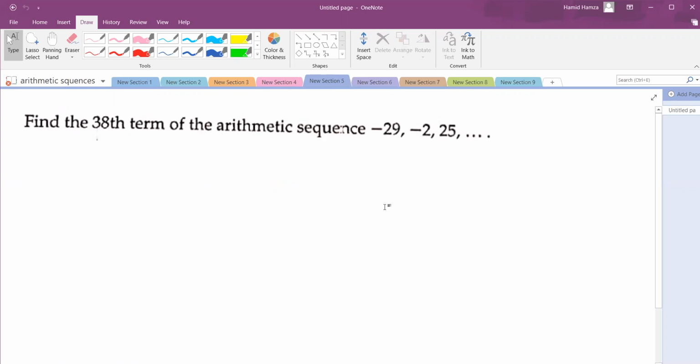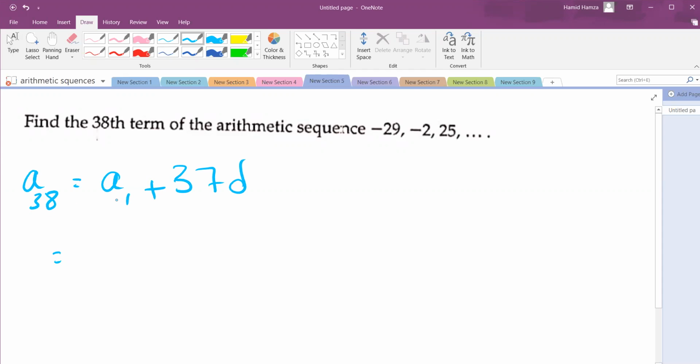This one is for you, I want you to solve it. Find the 38th term of the arithmetic sequence. You have 1 minute, and text me the answer. Okay. So we wanted to find the 38th term. That means we wanted to find A38, which is A1 plus, subtract 1 from this, 37D.